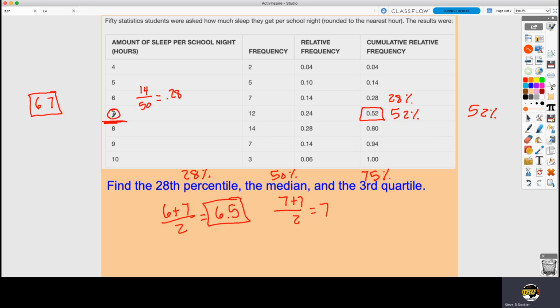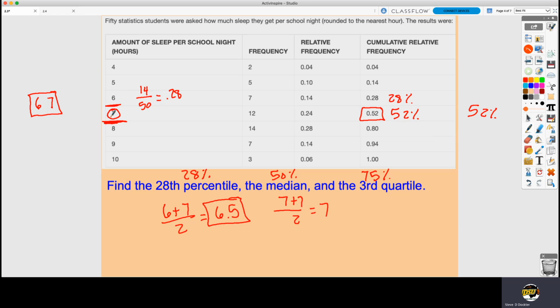Okay, so what would be in between these two numbers? The 52nd is not saying all sevens are the 52nd percentile. If we were to list these out, the 52nd percentile would be in between the last 7 and the first 8. The 28th percentile is after the last 6, but before the first 7. Does that make more sense? Yeah. Okay. All right.